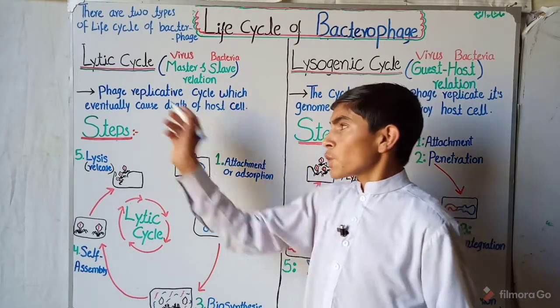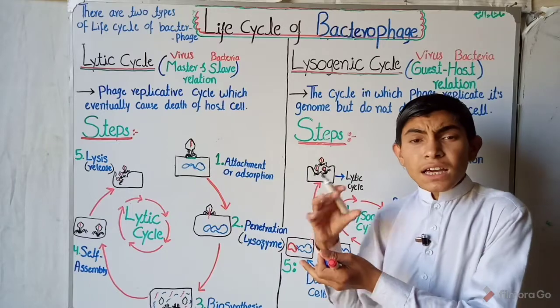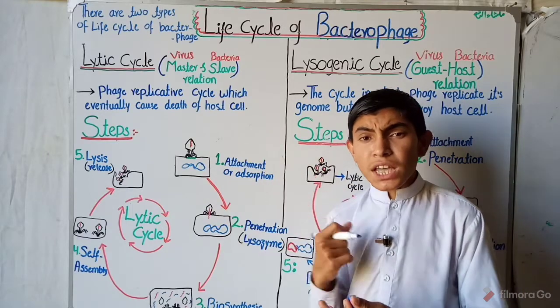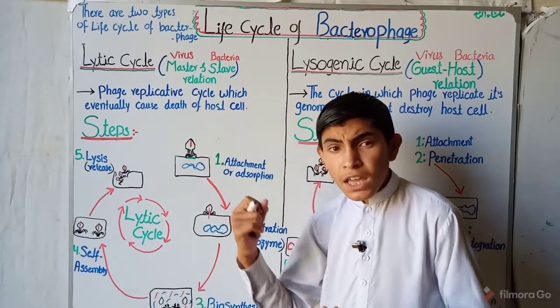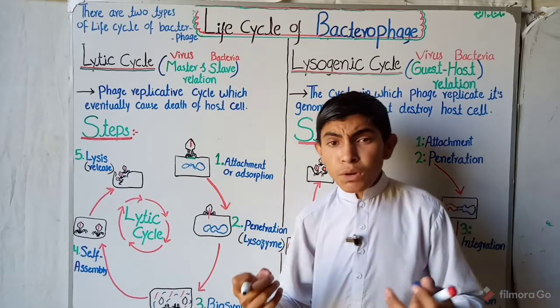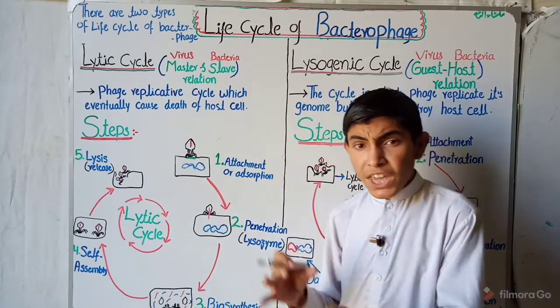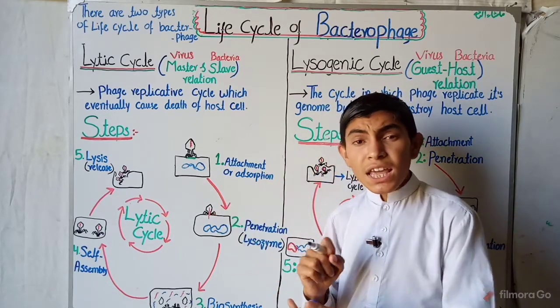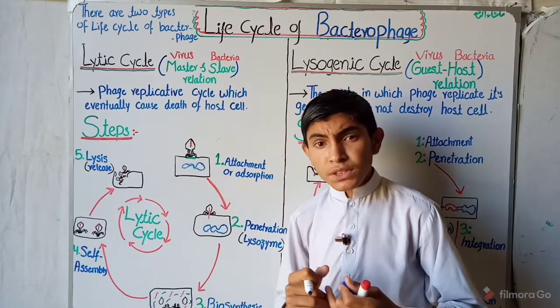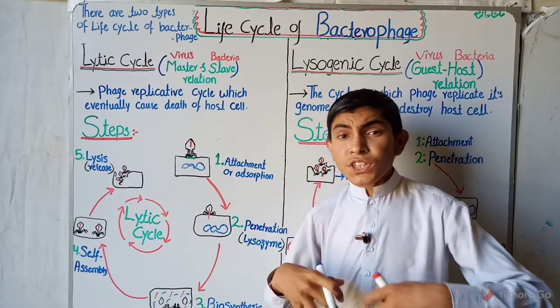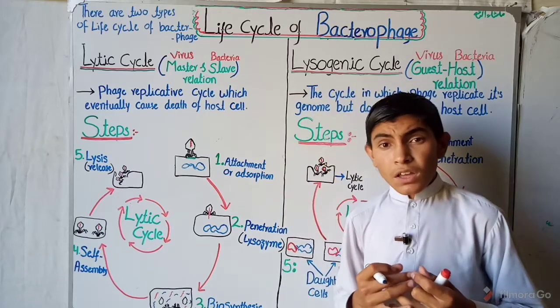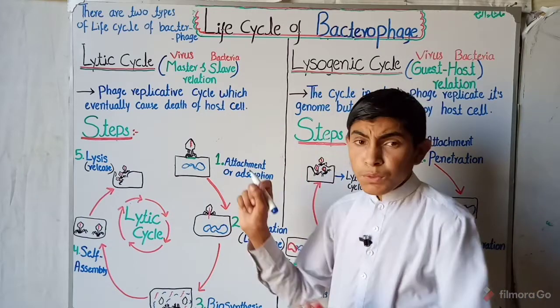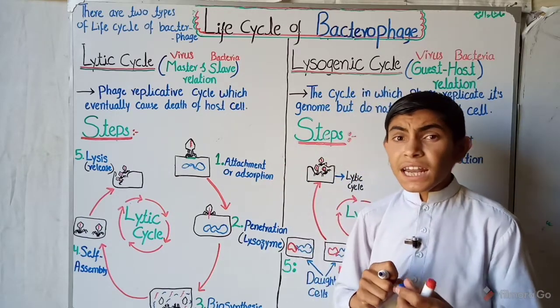Phage means the bacteriophage virus. It is the replicative cycle of the bacteriophage virus, in which the bacteriophage virus enters the bacterial cell, then replicates itself inside the bacterial cell, and then eventually comes out of the bacterial cell and causes the death of the bacterial cell. So this is called the lytic cycle.